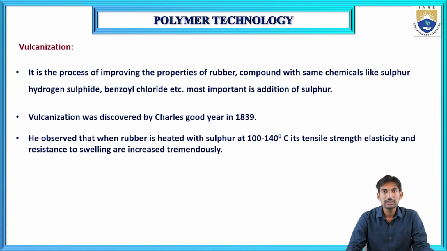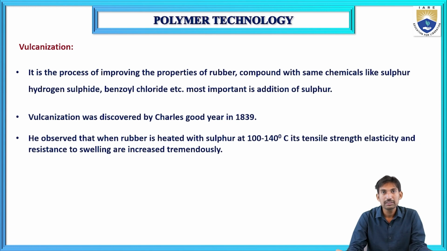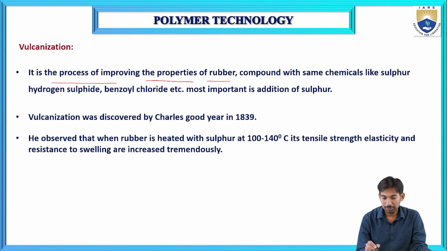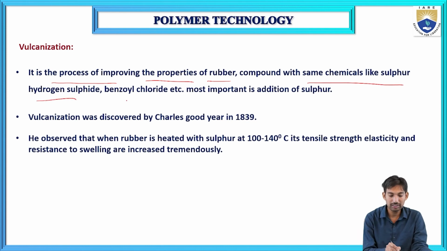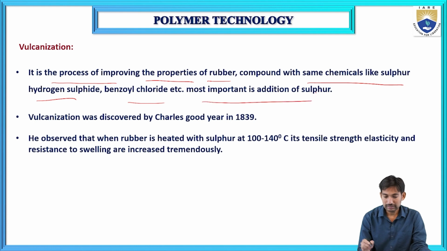Then the next process is the vulcanization process. What is vulcanization? It is a process of improving the properties of rubber, by the addition of compounds like sulfur, hydrogen sulfide, benzyl chloride, etc. The properties improved are elasticity and resistance properties. The most important is the addition of sulfur.